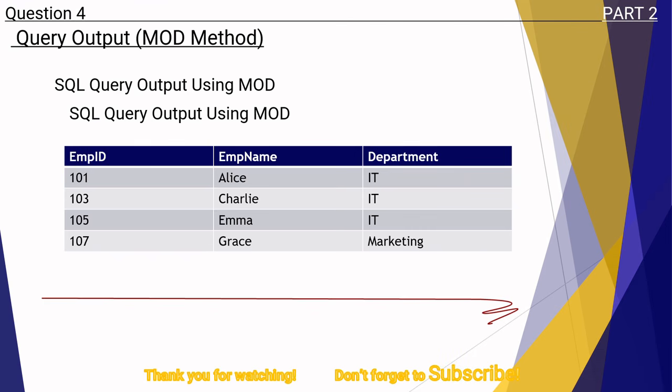After running the mod query, we get the output with every alternate employee record: Alice, Charlie, Emma and Grace.